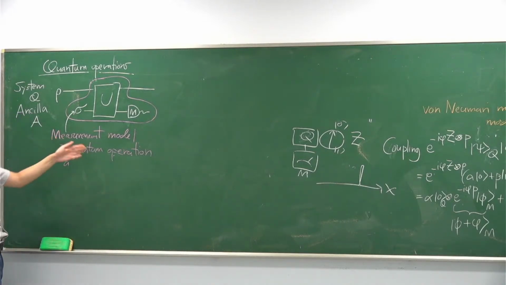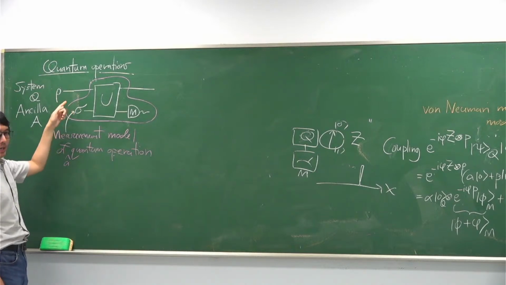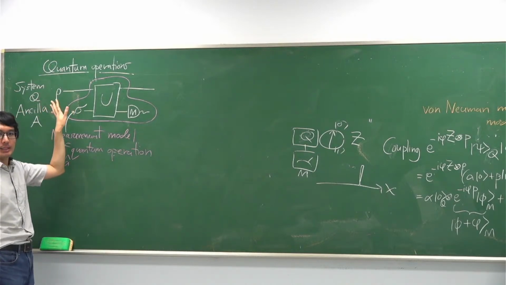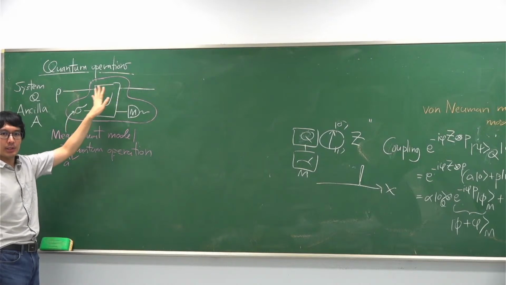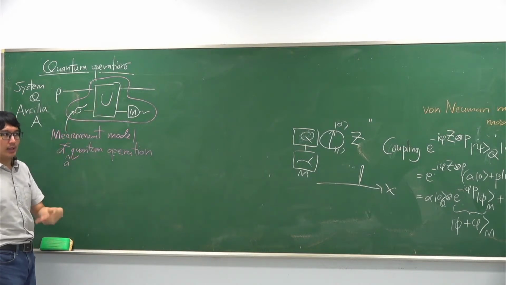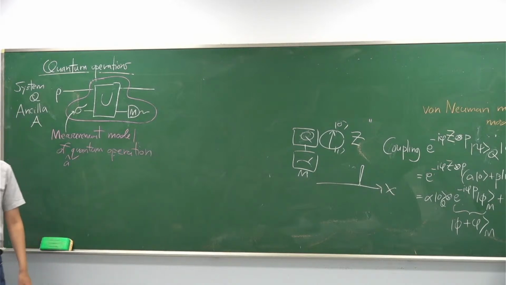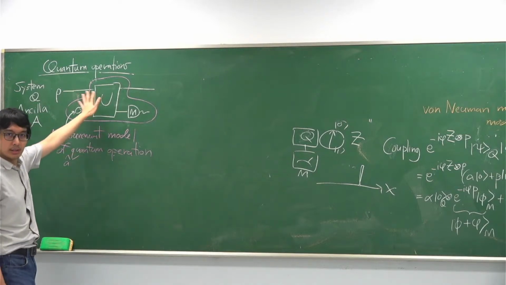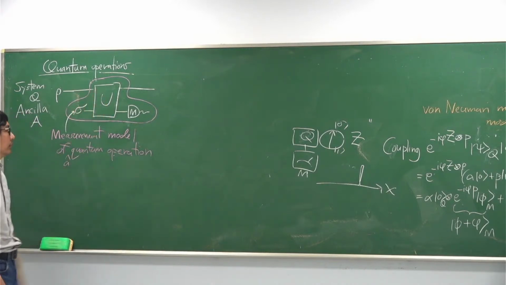I call this a measurement model because everything has been specified. The interaction with the ancilla has been specified explicitly by the unitary here. Down the line, maybe next week or so, I will talk about other approaches to quantum operations and how they are equivalent. More specifically, we can give a mathematical, axiomatic characterization of what we call quantum operations, without referring to ancilla and unitaries.